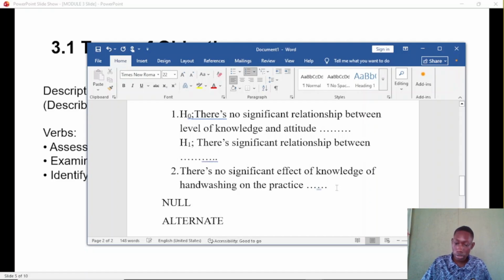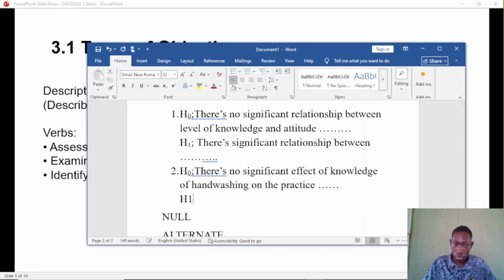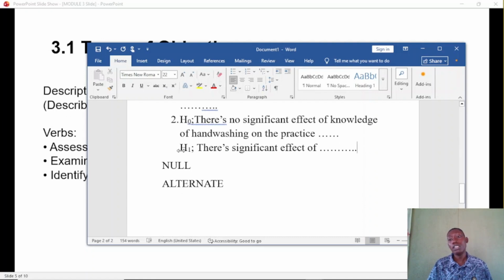Your second hypothesis will just be your H1, then subscript, make it a subscript. Then there is a significant effect of blah blah blah. That's all. H null is your null and H1 is your alternate hypothesis.